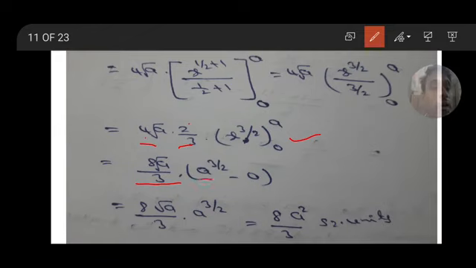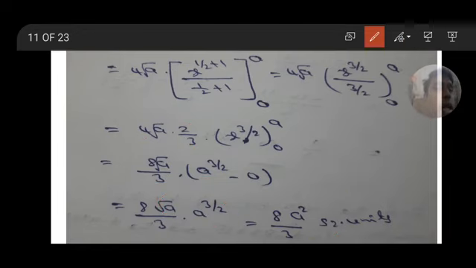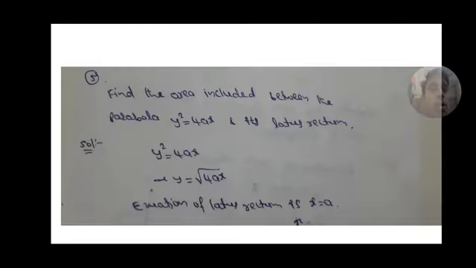Upper limit a to the power of 3 by 2; 0 to the power of 3 by 2 means 0. That is 8 into root a by 3 into a to the power of 3 by 2. So root a means a to the power of 1 by 2 into a to the power of 3 by 2. The bases are the same, so we add 1 by 2 plus 3 by 2, that is 4 by 2 means 2. So 8 into these two terms will become a square, 8a square by 3 square units. That is the answer.